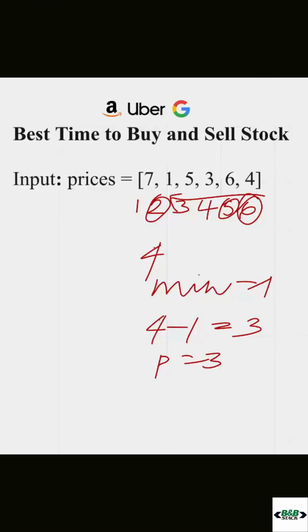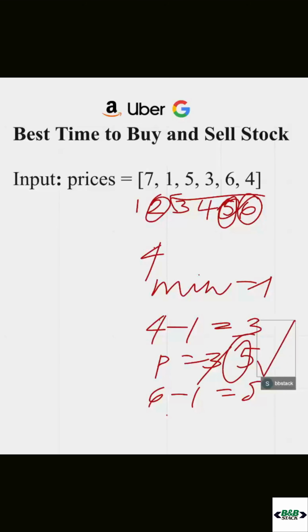Next, if you are selling at day 5, which is at price 6, so 6 minus the minimum, that is 1, would be 5. So you would update the profit to 5. Like that you will check for all the other elements and keep on tracking the profit, which is always 5. So this is the optimal solution.